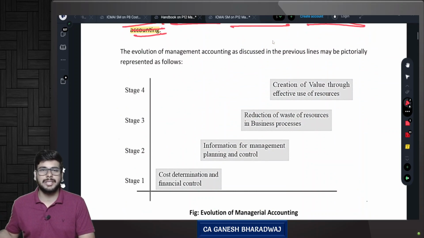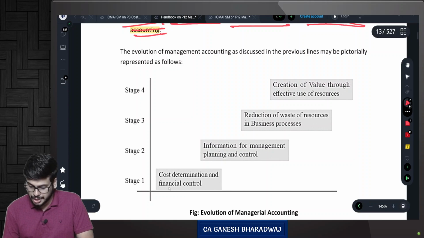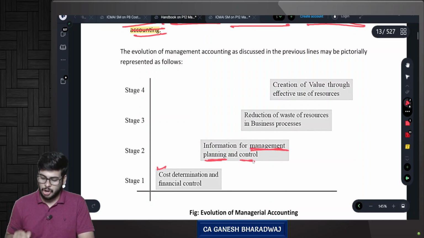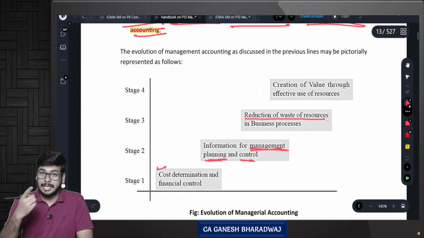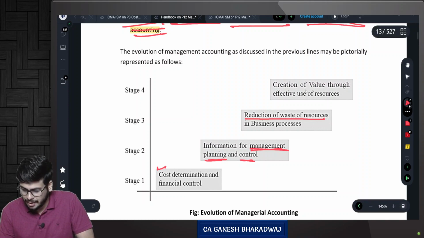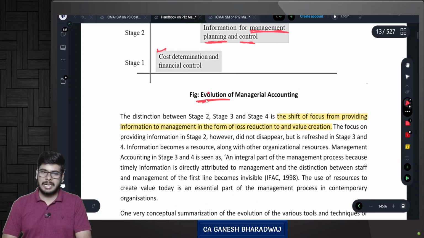They have summarized this entire thing by way of a chart. Stage 1, cost determination and financial control. That was the focus. Stage 2, slowly information for management planning and control. That was the objective. Stage 3, reduction of waste of resources in the business process. That is what I told you, the value added and non-value added activities. And the final stage was the creation of value through effective use of resources. This is all about the evolution of managerial accounting. You will see some MCQ questions are there.